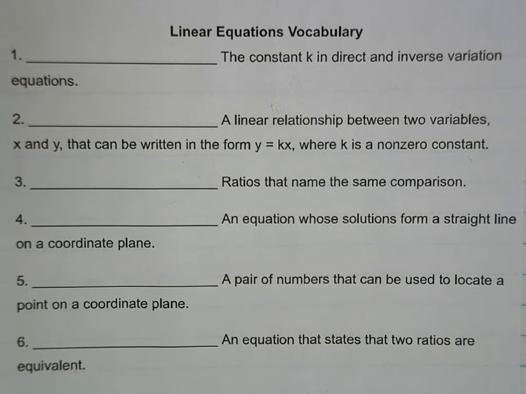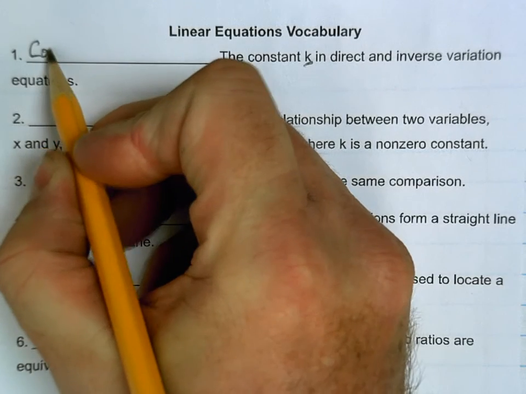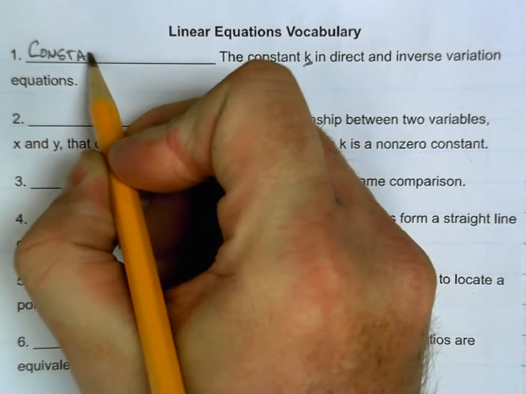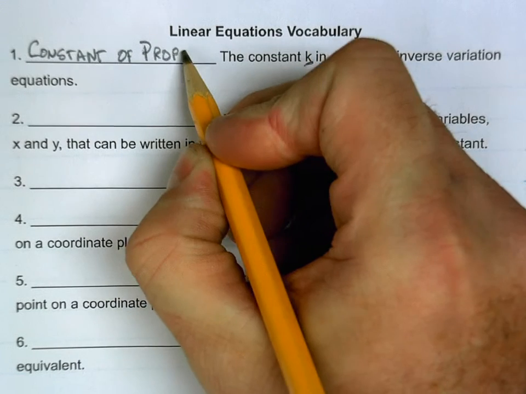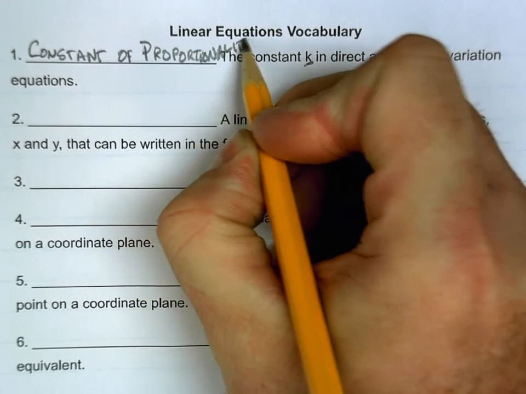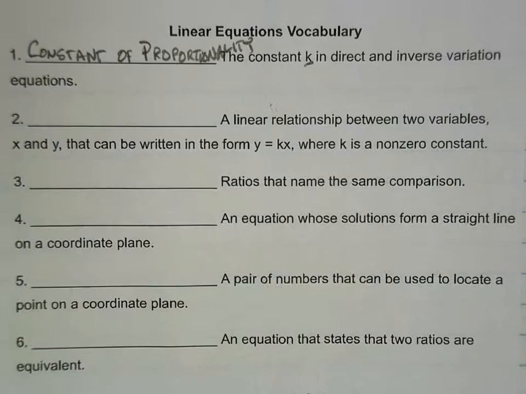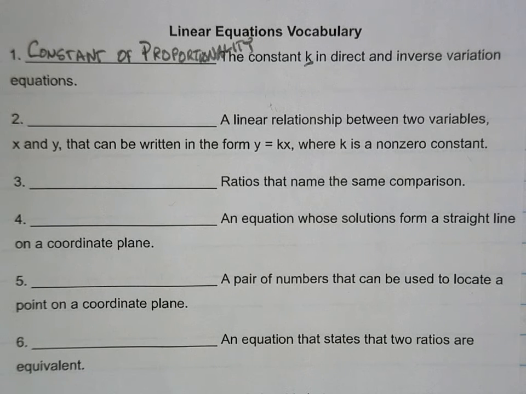Let's talk about vocabulary. The constant k. We've talked about this before, right? In fact, it's one of the cards. It is the constant of proportionality. Very good. It is the constant of proportionality, and we already know y equals kx, where k is non-zero. That is the equation that's up there. So k is the constant of proportionality.